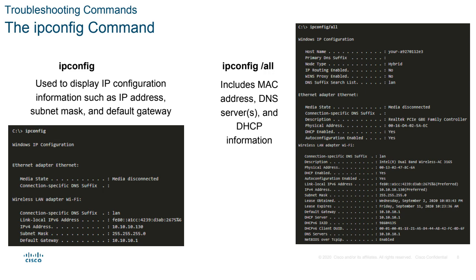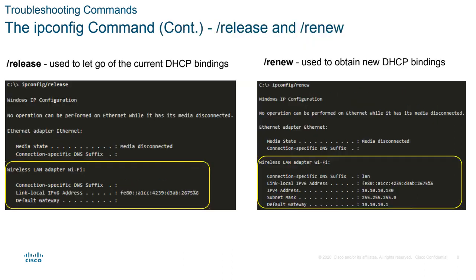This is the ipconfig that we have used. ipconfig /all will give you all information, including the MAC address and DNS. ipconfig alone will give you summary information, while ipconfig /all will give you detailed information. You also have ipconfig /release, which will release the current DHCP bindings so that you will get a fresh IP address. Renew is to obtain new DHCP bindings.